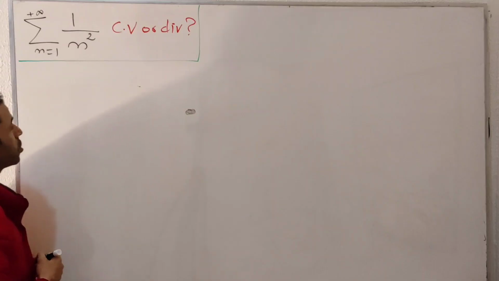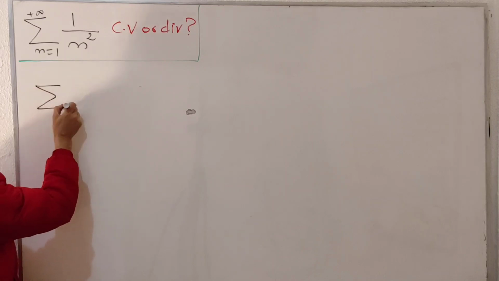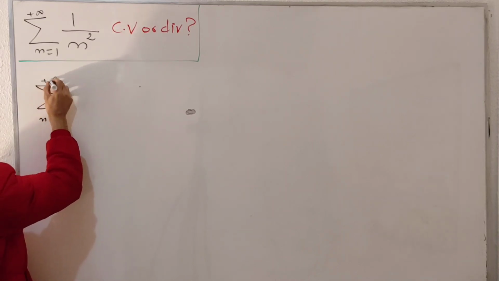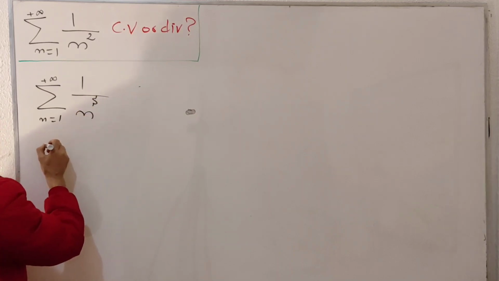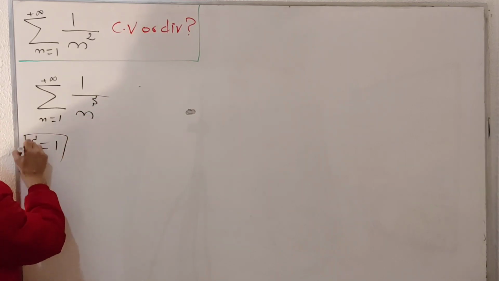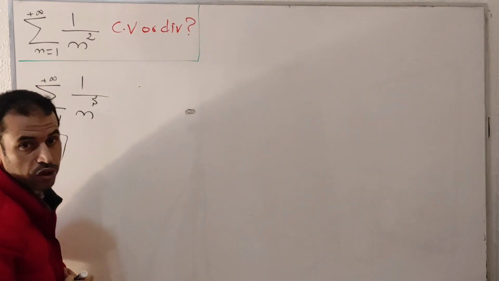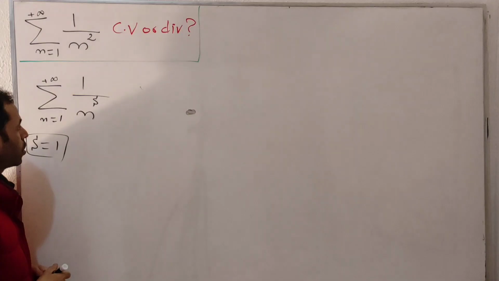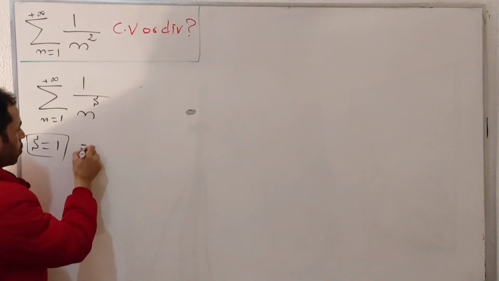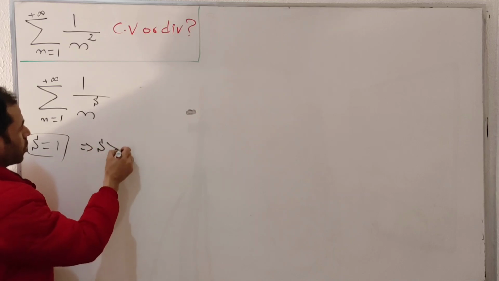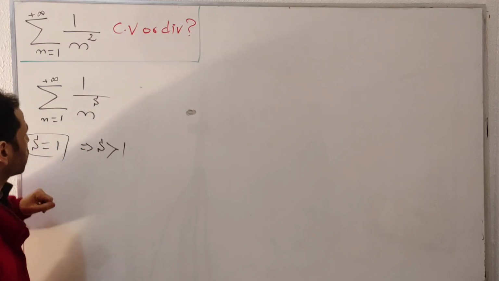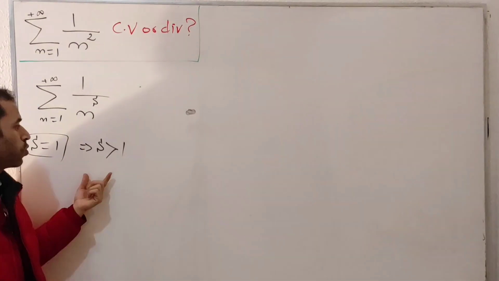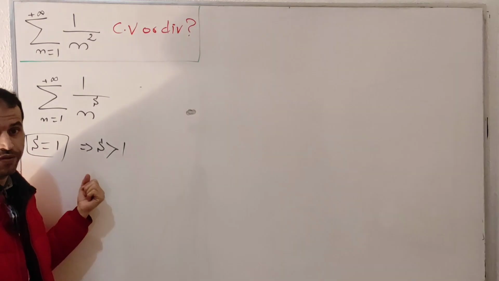Generally, this series is written in this form: the sum as n goes from 1 to infinity of 1 over n to the s. When s equals 1 as an exponent, it is called the harmonic series. Now this time we are going to see when s is strictly superior to 1. The harmonic series is a particular case when s equals 1. It was a divergent series, and we already proved this in the previous video.